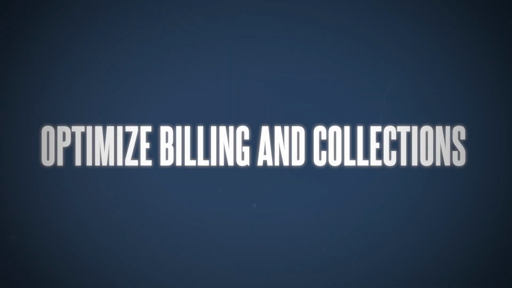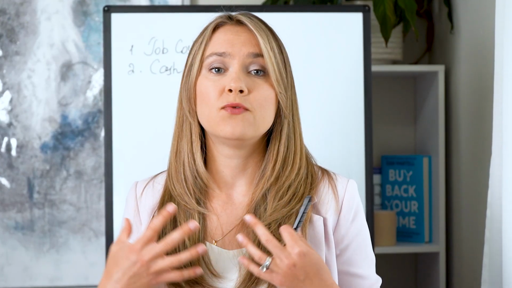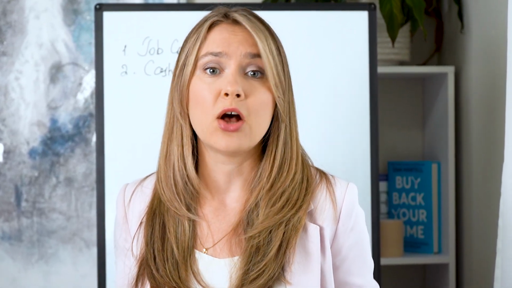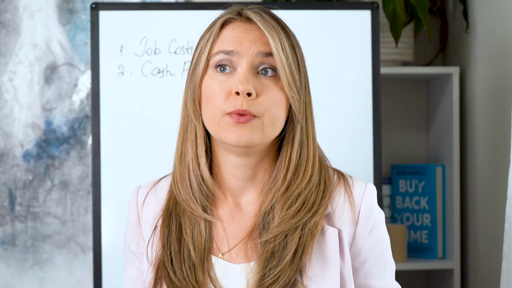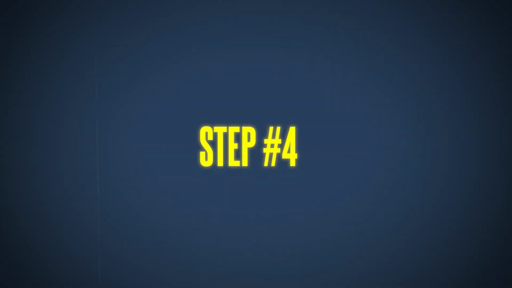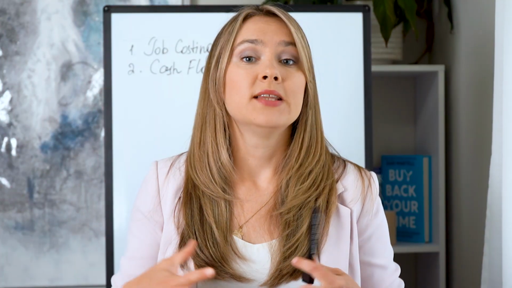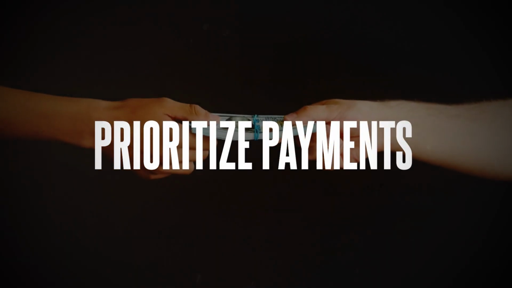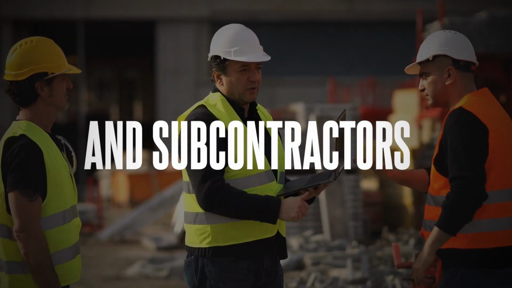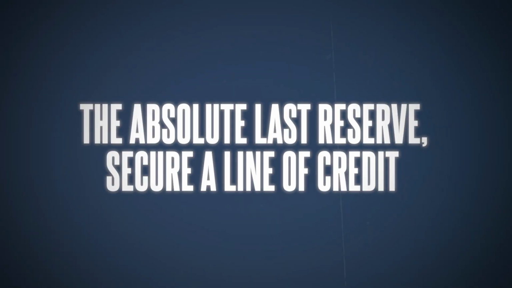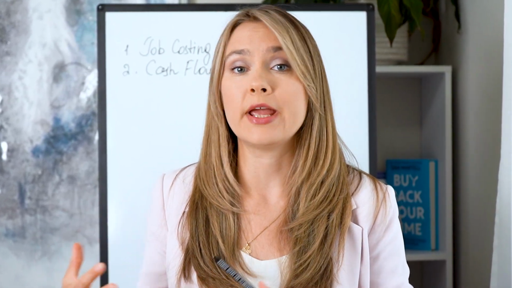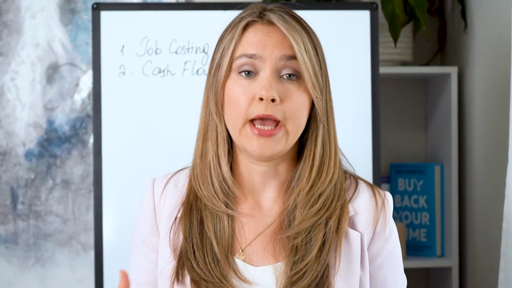Number 3, optimize billing and collections. You have to invoice properly and follow up on late payments. Consider offering discounts for early payments as an incentive. Step 4, manage expenses. Delay non-essential expenses during cash crunch periods and prioritize payments to critical suppliers and subcontractors. And step number 5, an absolute last resort, secure a line of credit. Maintain it with your bank to cover any short-term cash flow gaps.